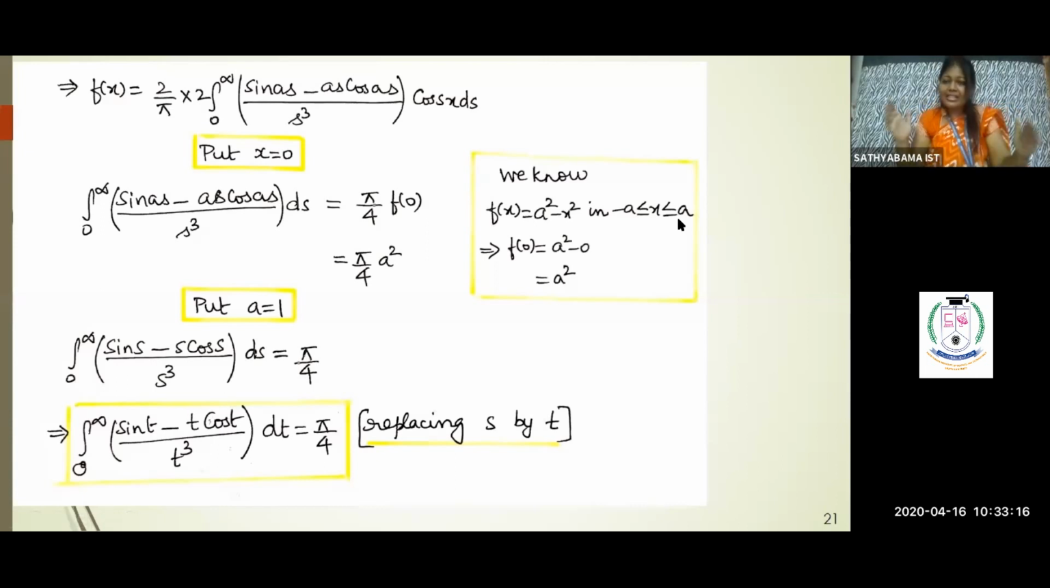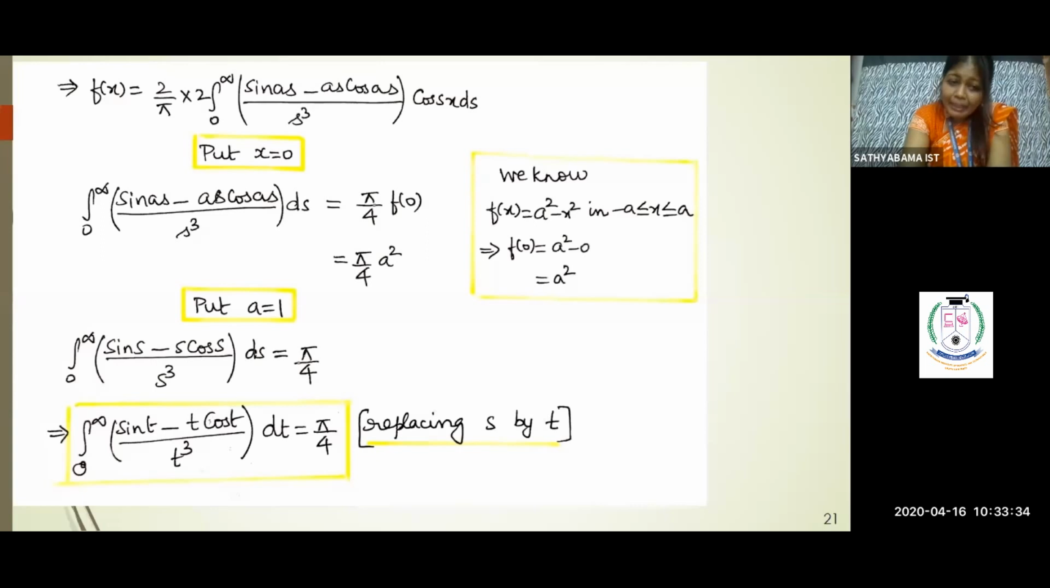0 lies in minus a to plus a. What is f of x from minus a to plus a? It is a square minus x square. So what is f of 0? A square minus 0 square, which is just a square. That is what is explained in the highlighted portion on the right. So f of 0 is a square. That's why I substituted for f of 0.